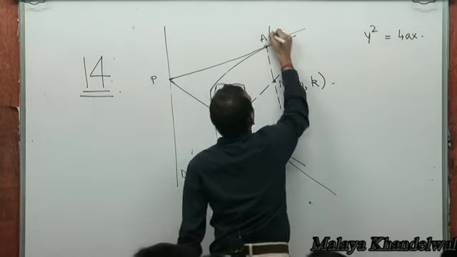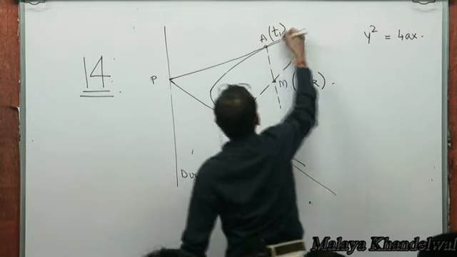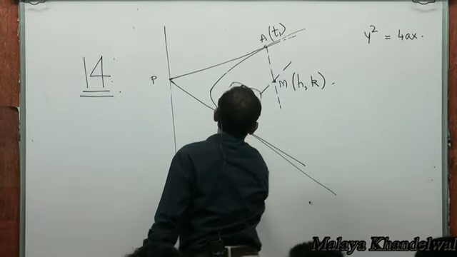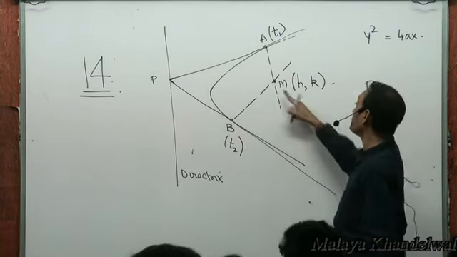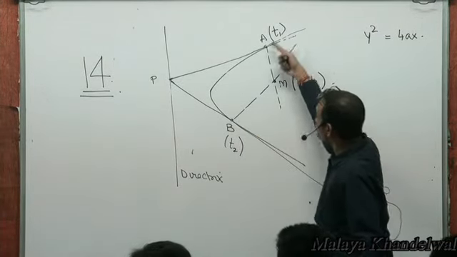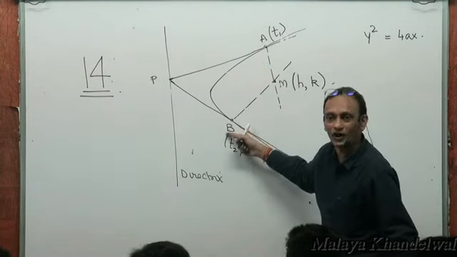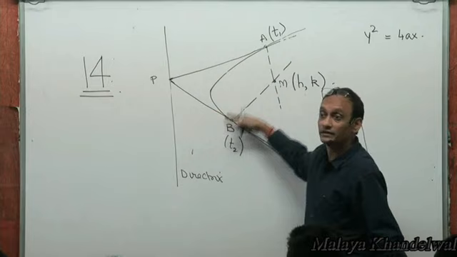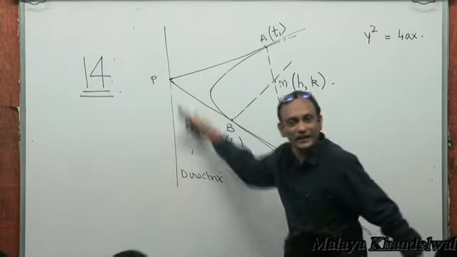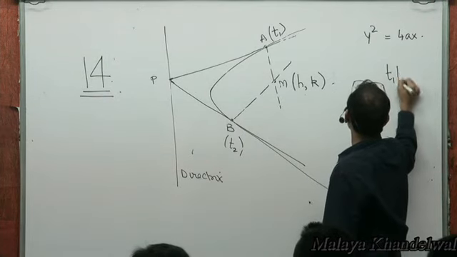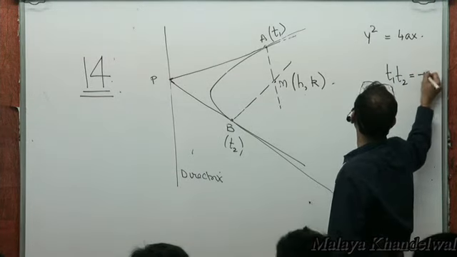Say this A is the foot of one of the normals from M to the parabola. B, which is T2, is the foot of the other normal drawn from M to the parabola. Do you also realize that AB must be a focal chord, the chord of contact, if P lies on the directrix? That means for sure T1 T2 must be minus 1.